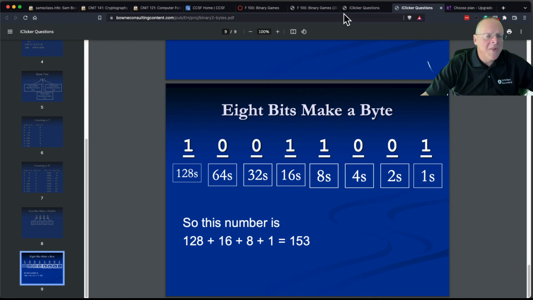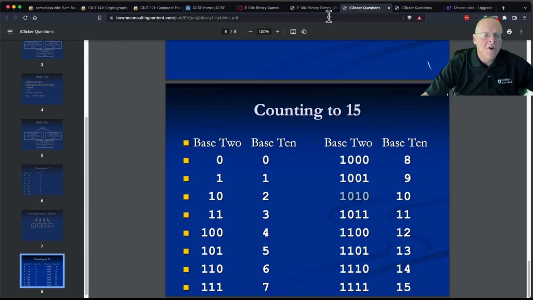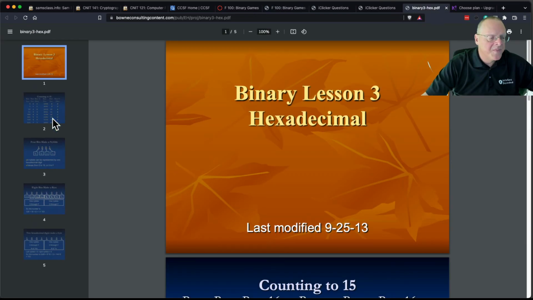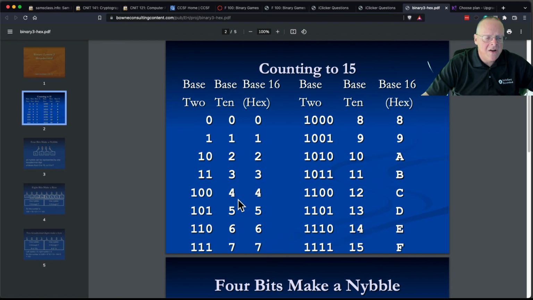And the last one is hexadecimal, which is what you're mostly going to see in practice. And that goes like this. Hexadecimal is based on the nibbles. What you do is you take the counting to 15 that we had before, and you replace the base 10 with base 16, one character. So 0 through 9 are the same as base 10. When you have 10, you use A, and 11 is B, and so on. So now you have one character from 0 to 9 or A through F that stands for a whole nibble.